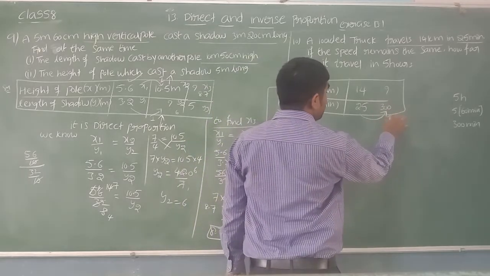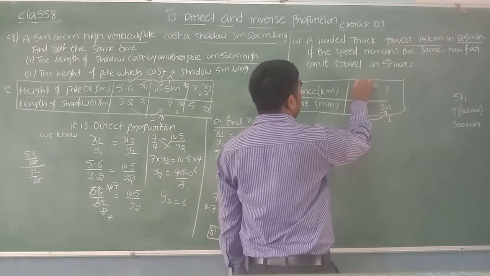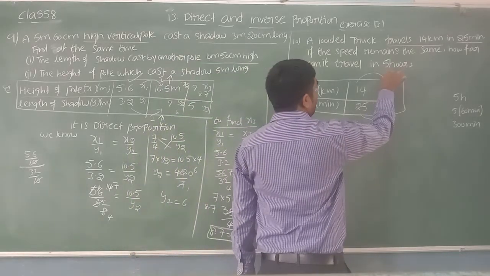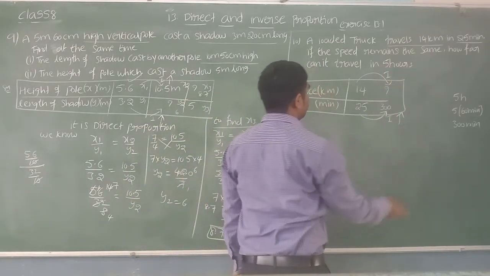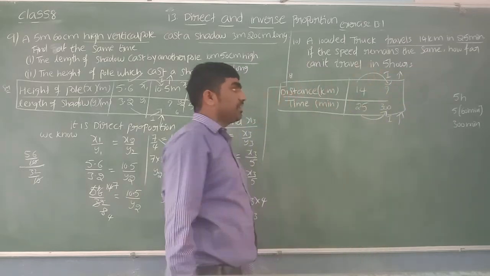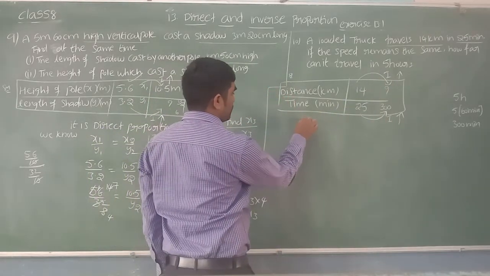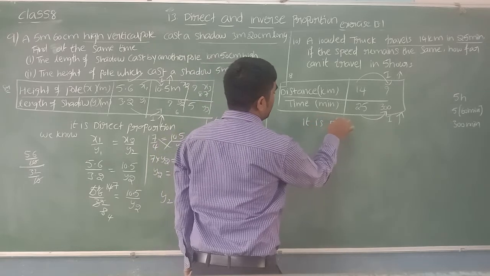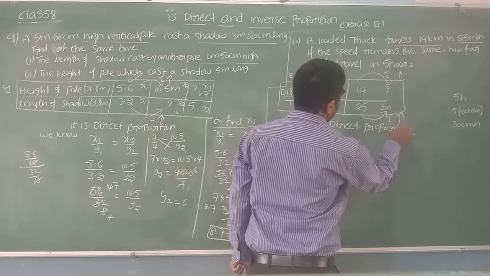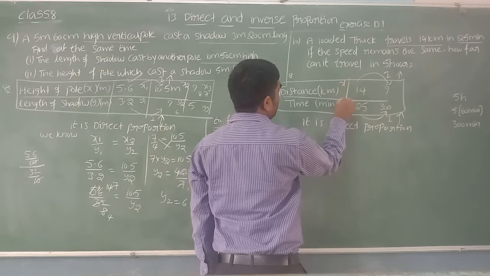When the time is increasing, if it is maintaining the same speed, automatically the distance covered by the truck is also increased. The reason is it is maintaining the same speed. So when both quantities are increasing, it is direct proportion. The first quantity we take as x and the second quantity as y.